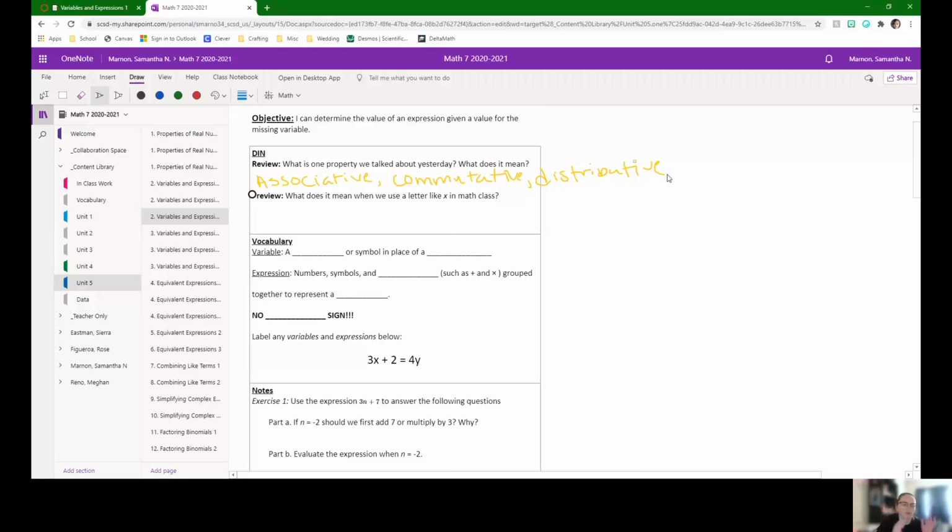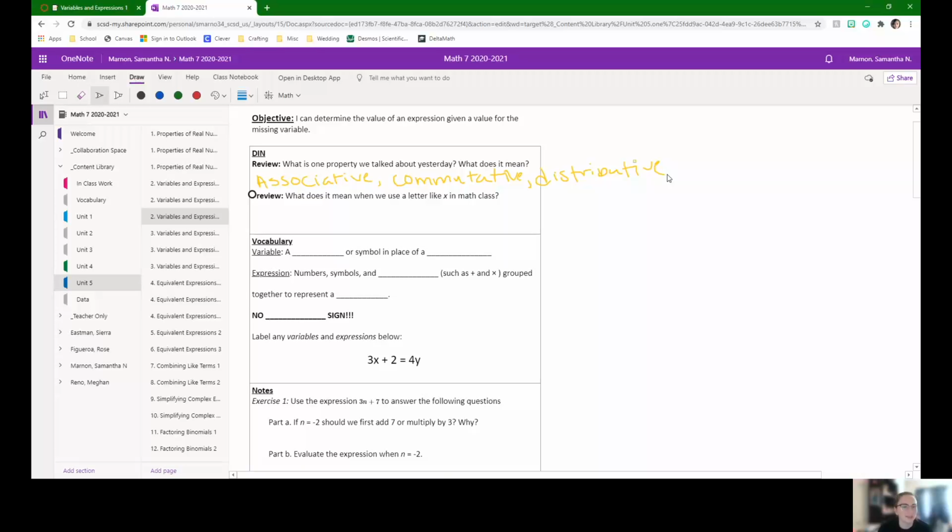Associative is when we can group them all differently. That works for adding and multiplying. Commutative is when we switch the order around for adding and multiplying. And distributive is when we're multiplying something times a group, whether it's added or subtracting, or we could even divide that group out by the same number.